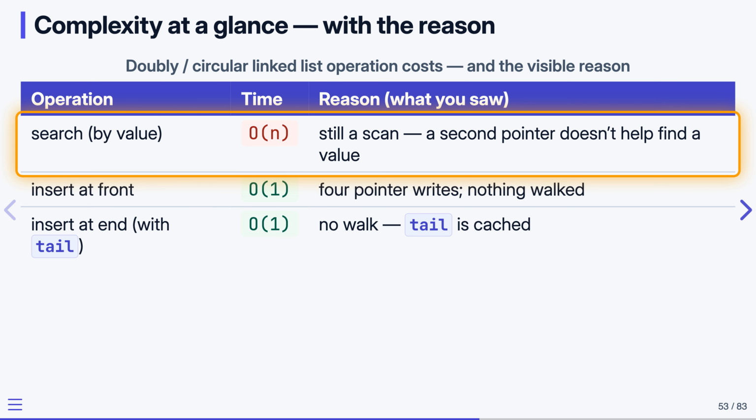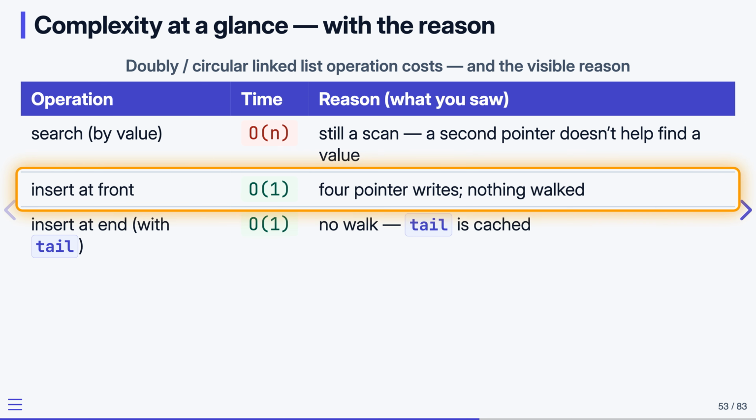First, search by value is big O of n, you still have to scan the list. A second pointer does not help you find a value, so you visit the nodes one by one. Insert at the front is big O of 1. It is just 4 pointer writes and nothing is walked. You set the new node's 2 links, fix the old head and move head, then you are done.